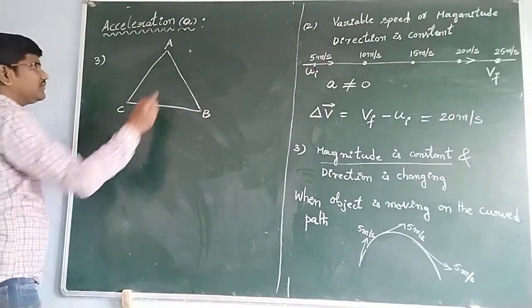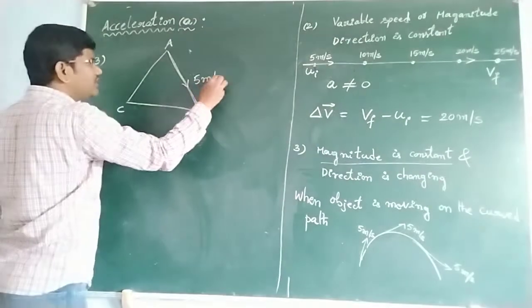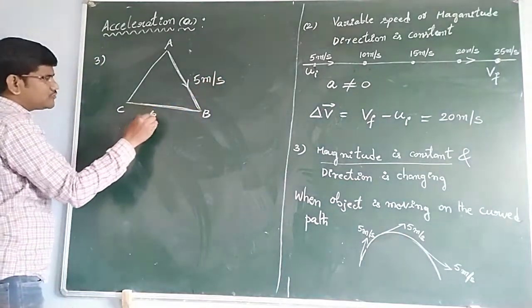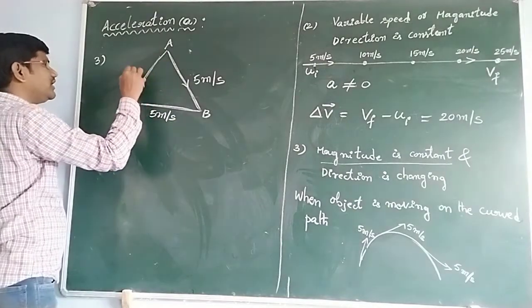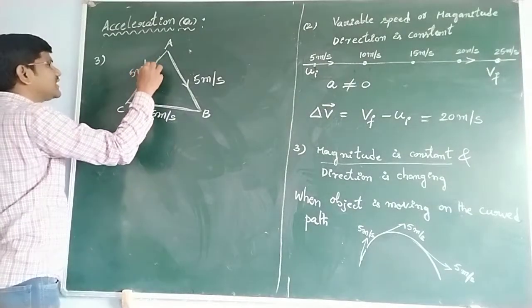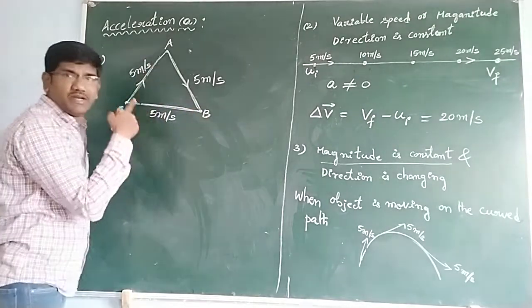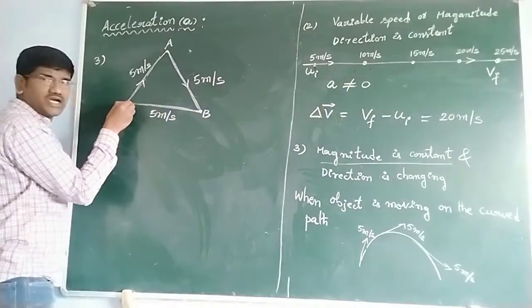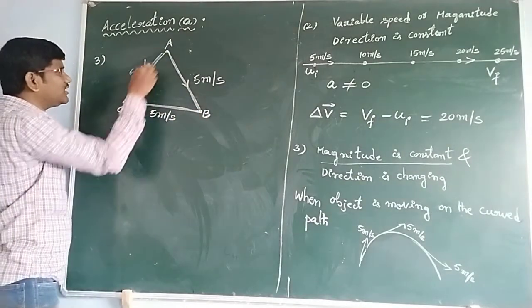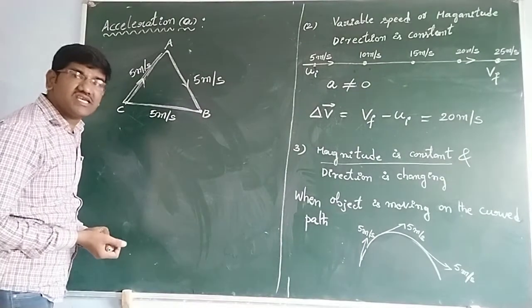A, B, C. A to B, it has moved with a speed of 5 meters per second, and B to C with a speed of 5 meters per second, and C to A with a speed of 5 meters per second. So see students, at every corner what is happening, the direction is changing. Here to here one particular direction, here to here one particular direction, and here to here another particular direction. So what is happening? Direction is changing.